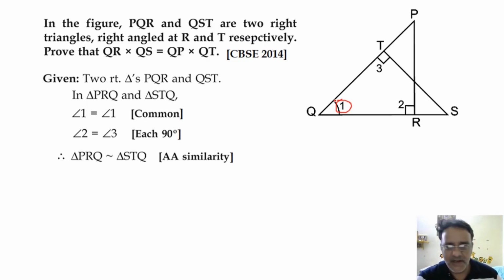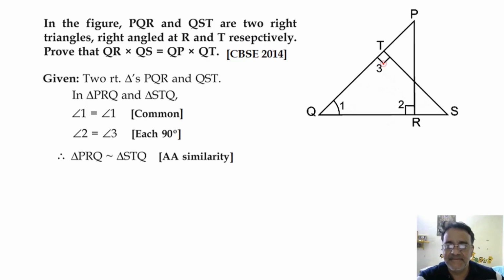अच्छा एक मिनट, angle 1 is common to this angle 1 and these two angles are equal. One more pair is there, angle P or angle S. Okay, you tell me the opposite side of angle P. QR. Angle S. QT. Okay, fine.